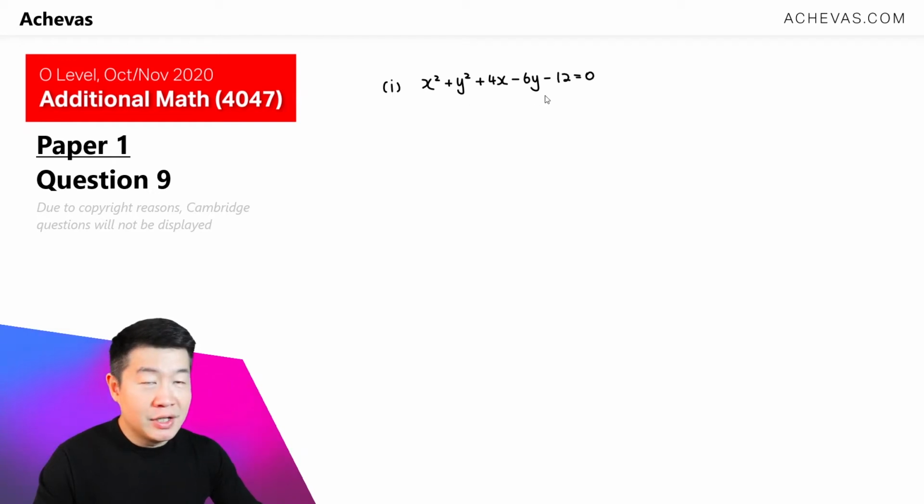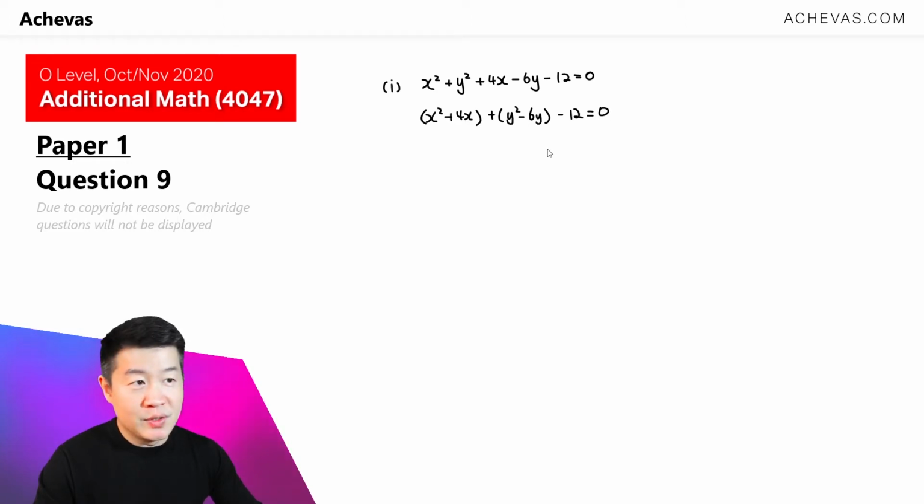We're given this equation, and it is one that is representing a circle. I'm going to group all the x together, so x squared plus 4x, we're going to see them as one term. I'm going to group all the y's together, so this, I'm going to see it as one term. Then minus 12, this is equal to 0.